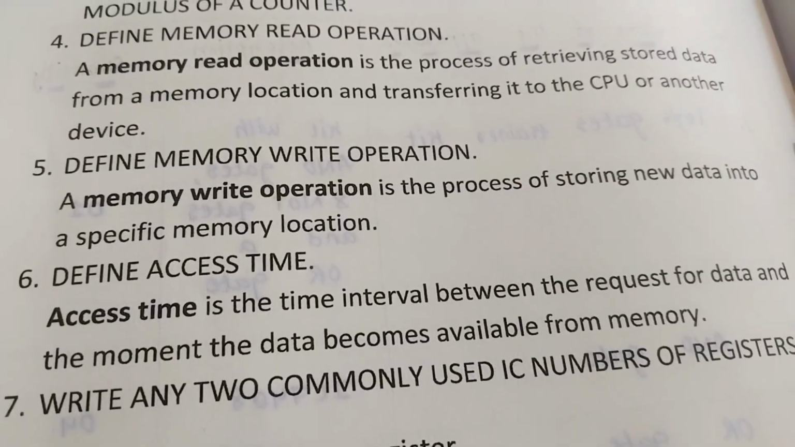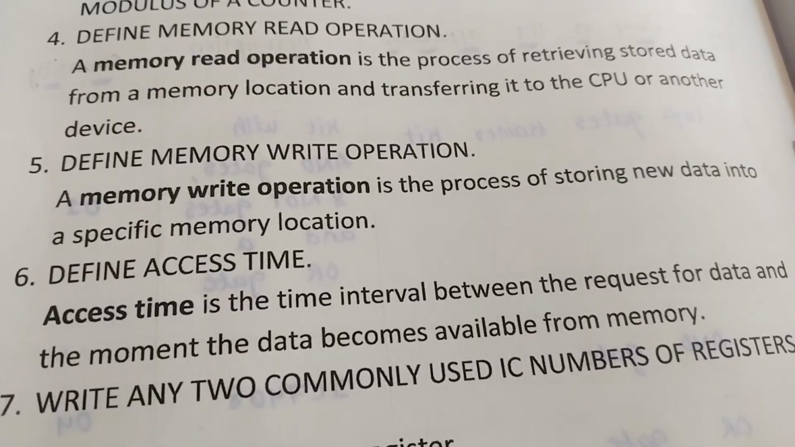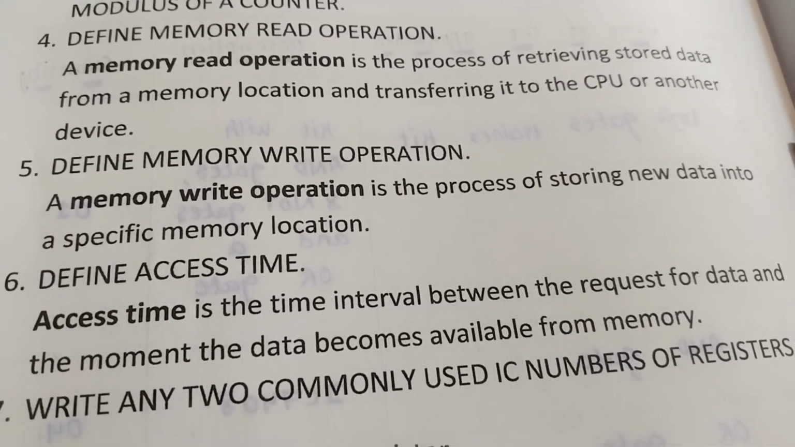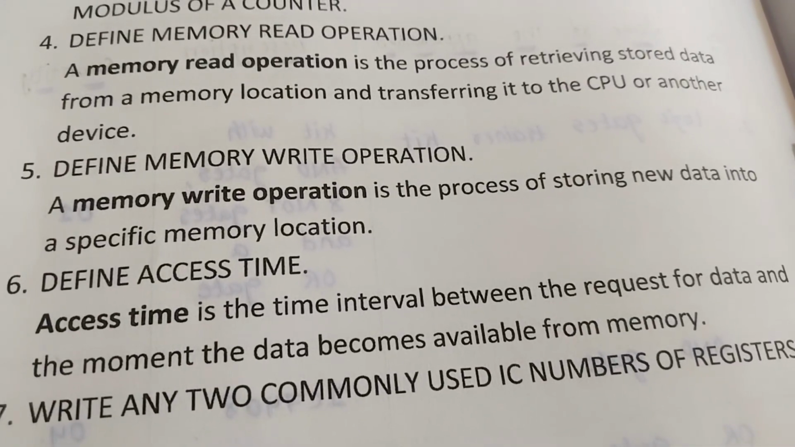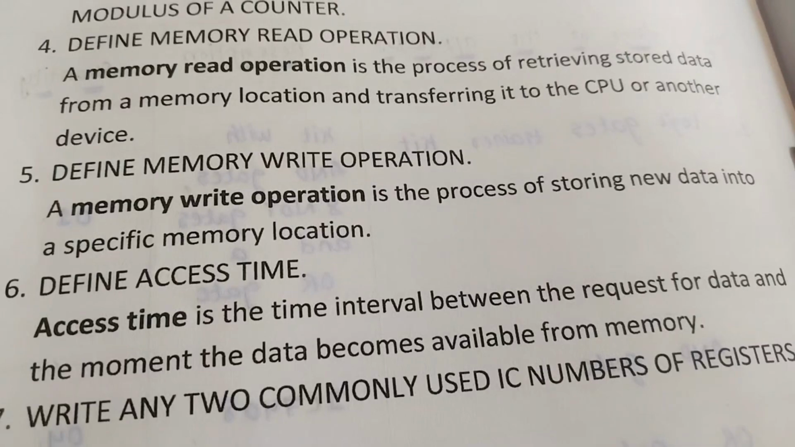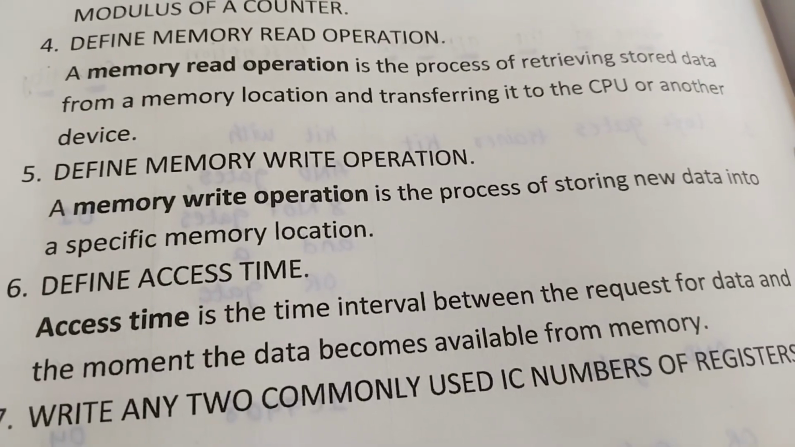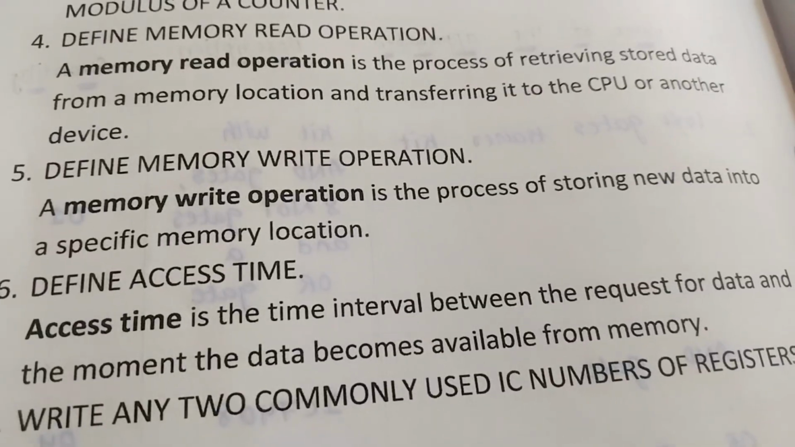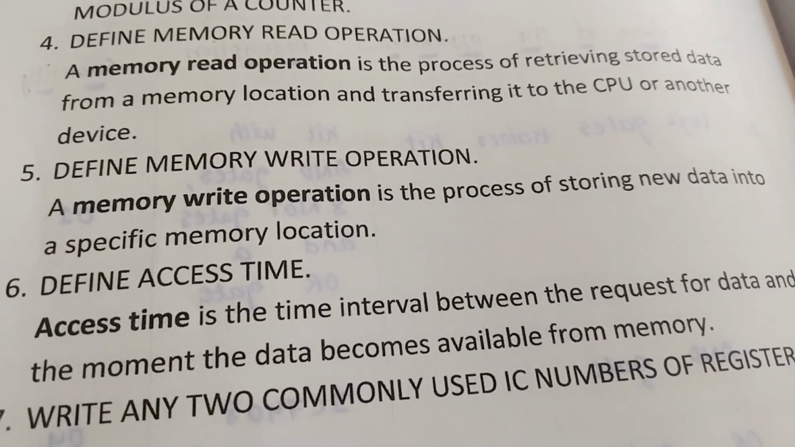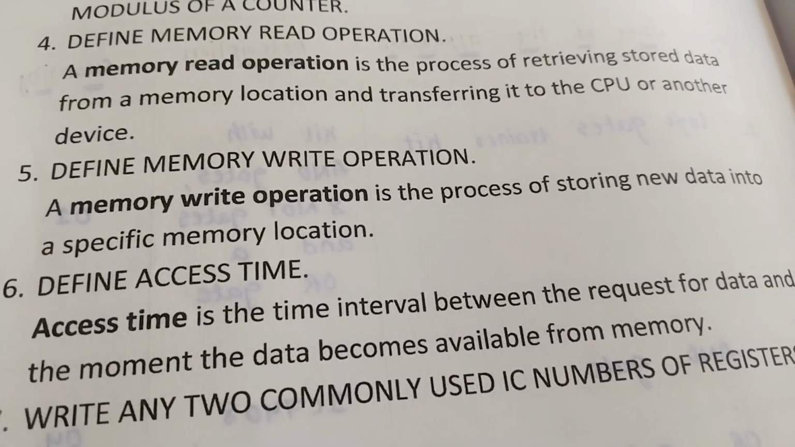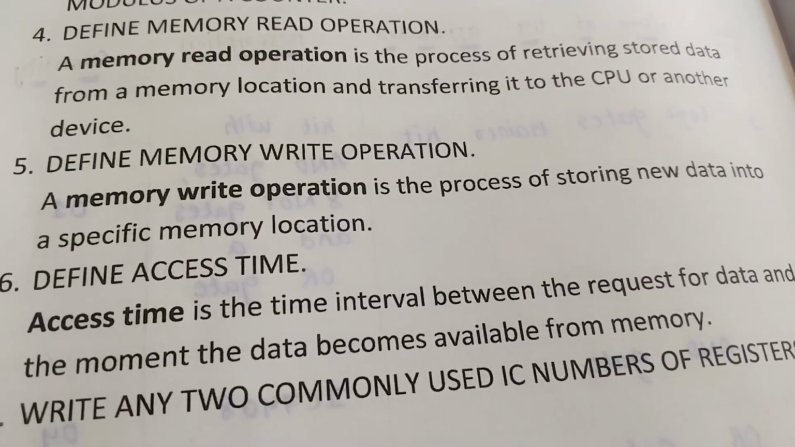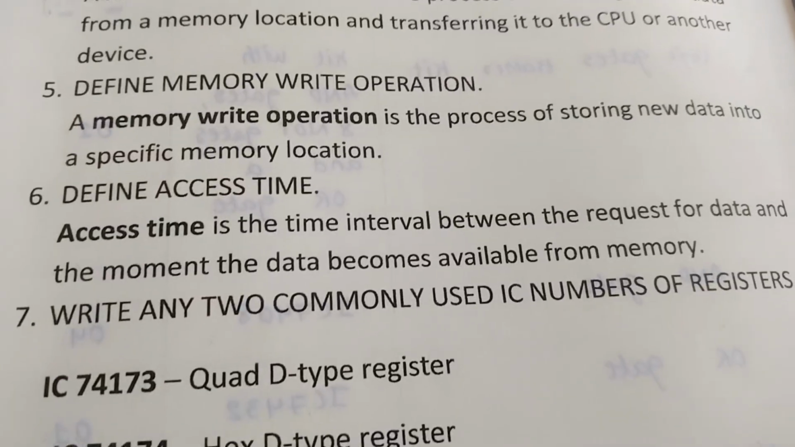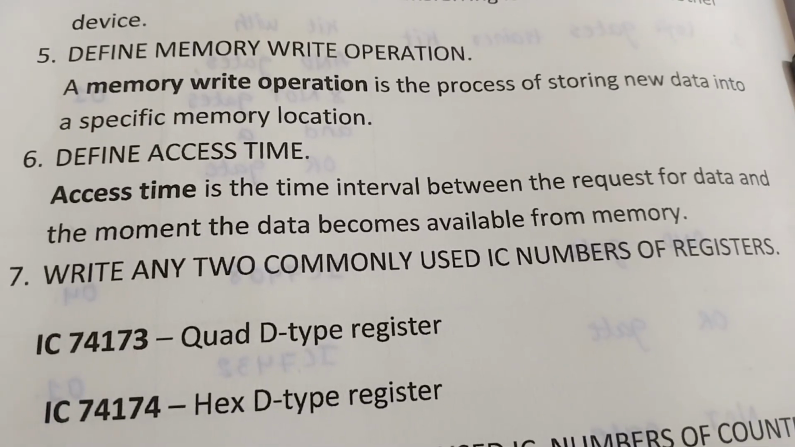Next question we have: define access time. Access time is the time interval between the request for data and the moment the data becomes available from memory. That means the time taken to retrieve the data or store the data into the memory is nothing but access time.